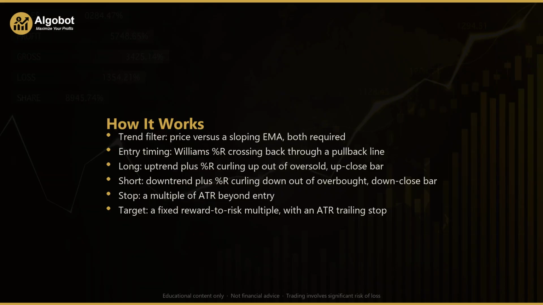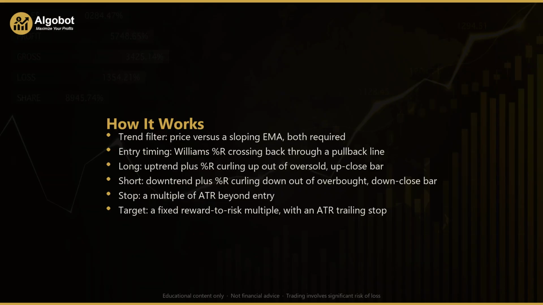Next comes the entry timing from the Williams percent range oscillator. The strategy does not act on a simple touch of a level. It waits for a genuine crossover. For a long, the oscillator must have been below the oversold line on the previous bar, and then close back at or above that line on the signal bar. On top of that, the signal bar itself must close higher than it opened, confirming that buyers stepped in. When the trend is up and all of those conditions align on the same closed bar, the strategy signals a long entry. The short side is the exact opposite.